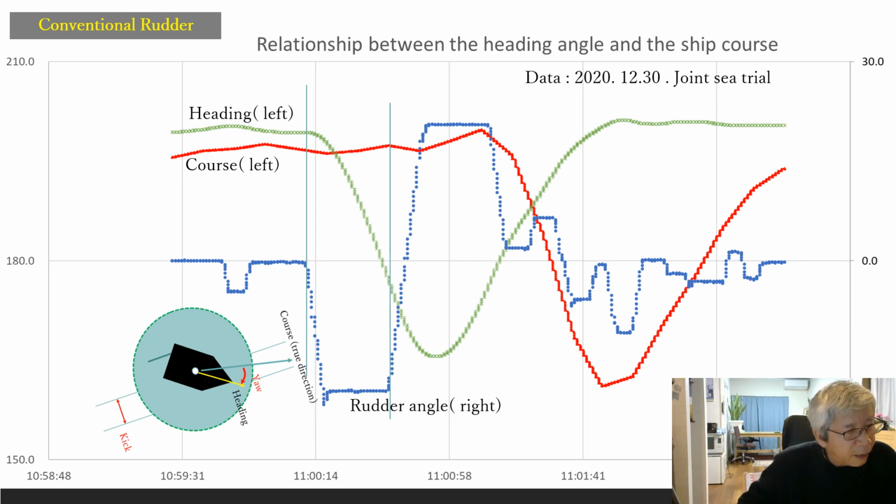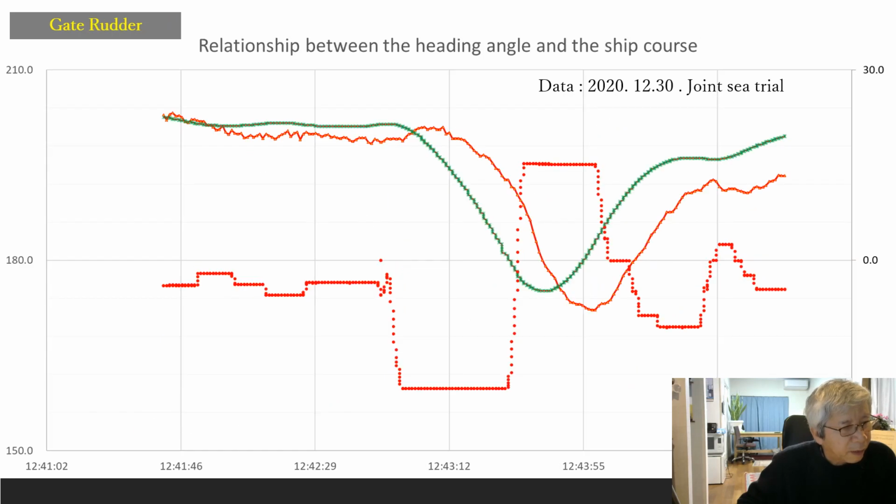So how about our Gate Rudder case? This is quite different. Yes, this is the data of Gate Rudders. As you can see, quite different. The important thing is the heading is similar, but slightly less compared to the commercial rudder. But the important thing is the course shows a similar trend, as we can expect. So it means the Gate Rudder is more effective to control the vessel than the commercial rudder case.